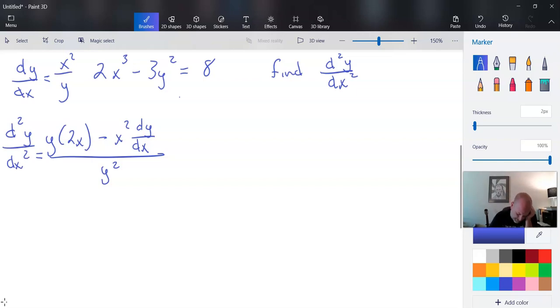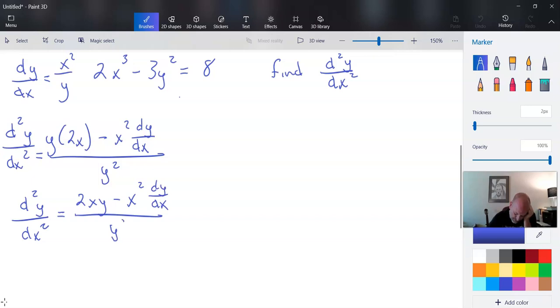Okay, let's clean it up a little bit. So d squared y over dx squared is equal to, let's see, 2xy minus x squared times dy/dx, over y squared. Well, we really don't want the first derivative housed in the second derivative, right? I mean, this is a problem, this thing hanging in right here. We want this totally in terms of x and y. So this is where we use the result from the first derivative. We know what the first derivative is. It's x squared over y.